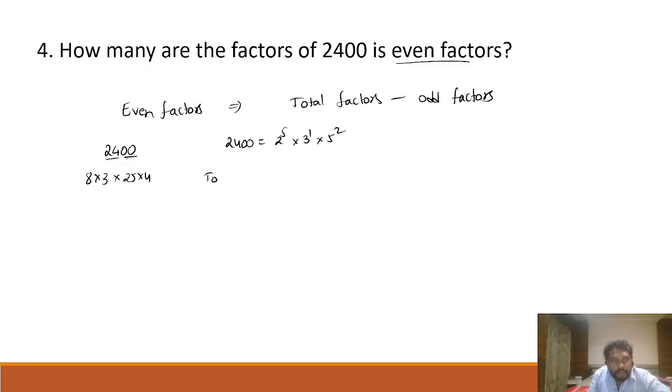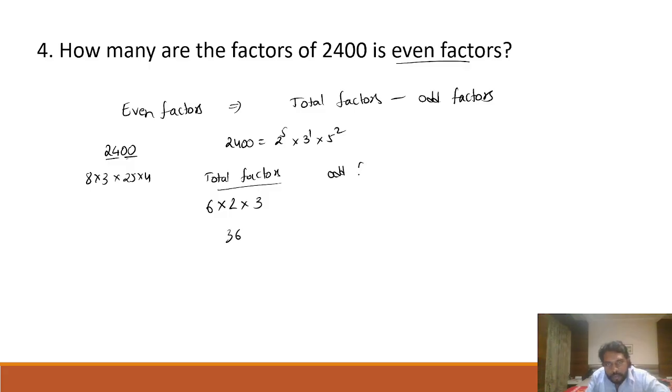Now for total factors, what you'll do is take all the powers, add 1 and multiply. So I'm directly writing: 2 power is 5, 5 plus 1 is 6; 3 power is 1, 1 plus 1 is 2; 5 power is 2, 2 plus 1 is 3. 6 times 2 is 12, 12 times 3 is 36.